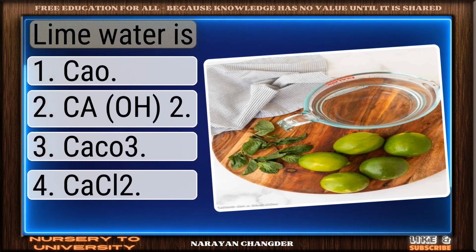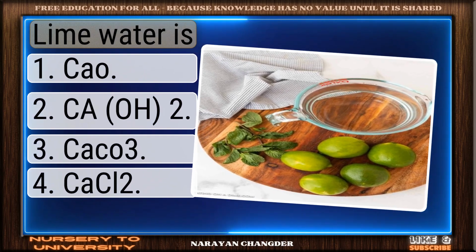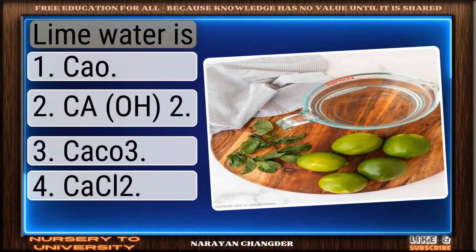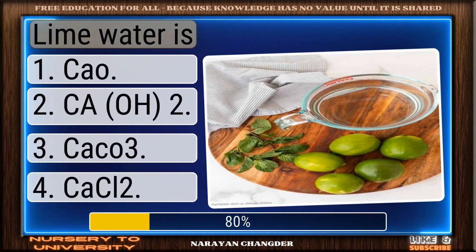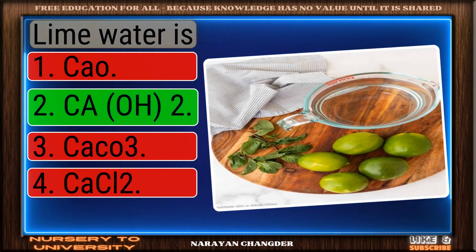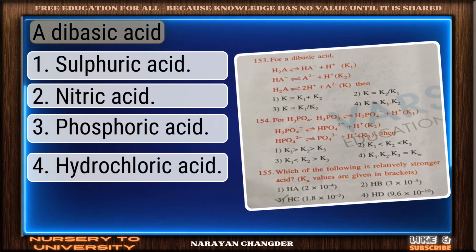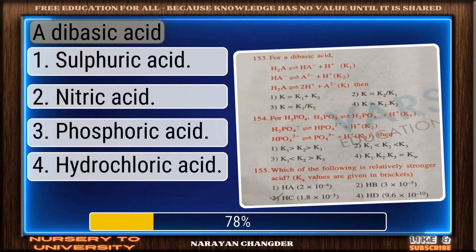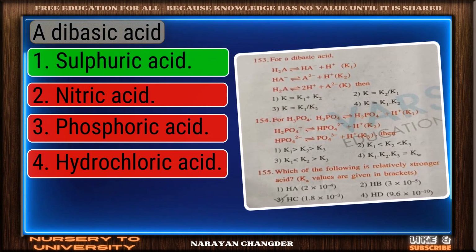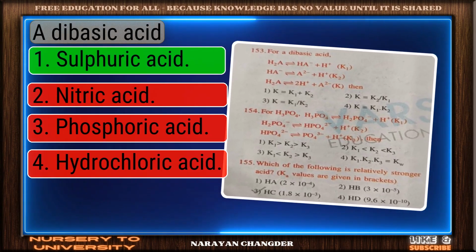Can you solve all these Class 10 Science Chapter 2 acids, bases and salts questions? Lime water is... Correct, so 2 is spot on. A dibasic acid? Good job. Sulfuric acid works well.